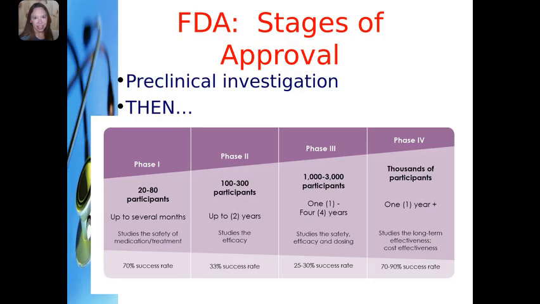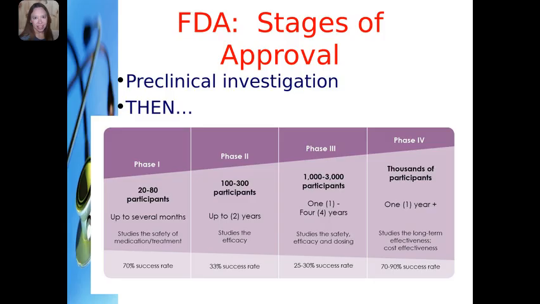Typically, when the manufacturers are making one drug, they get a 70% success rate making it through phase 1. So then they move to phase 2, and now again they're going to be testing it some more, so they need more people to participate. So in this stage they get about 100 to 300 participants. This can take up to 2 years, and this is studying the efficacy of the drug.